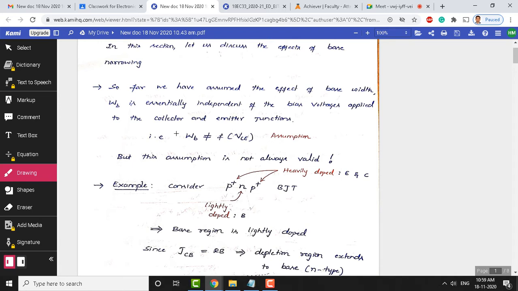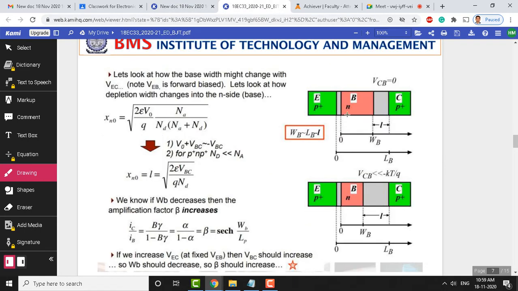So, the assumption here is the base width WB. Okay, what do we mean by WB? So, WB is nothing but, look at this diagram. So, this is WB, the distance between the two depletion regions. So, this distance here, let me highlight that. So, this distance here and this distance, this is WB.